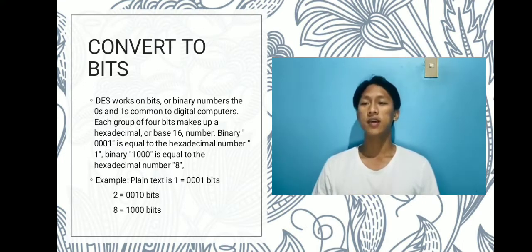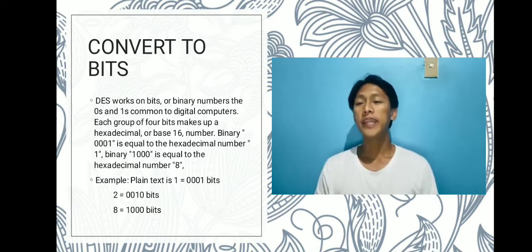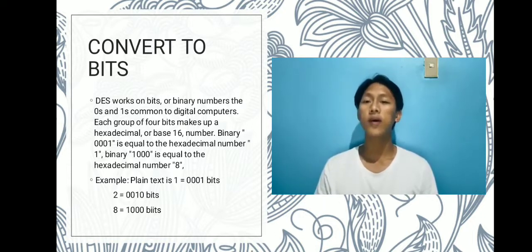Convert to bits. DES works on bits, or binary numbers, the zeros and ones common to digital computers. Each group of 4 bits makes up a hexadecimal, or base 16, number. Binary 0001 is equal to hexadecimal number 1, and binary 1000 is equal to hexadecimal number 8. So I will give you some examples.